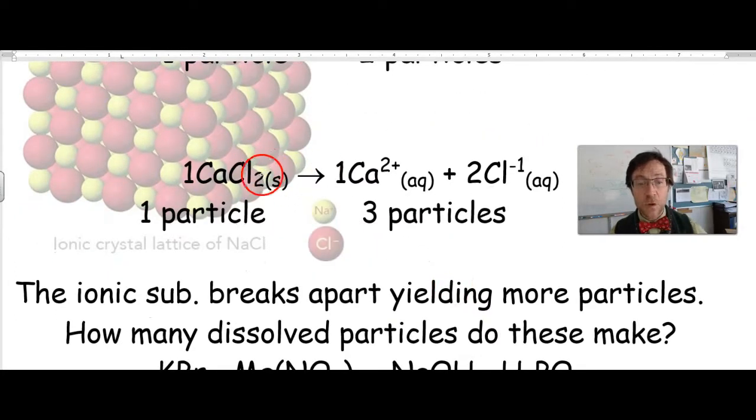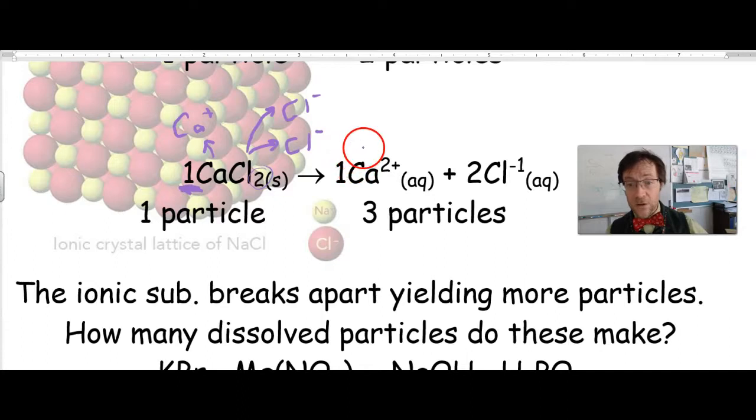If we look at calcium chloride, we start with 1 particle of calcium chloride, but how many are there here, right? If we look at the chemical formula, we've got 1 calcium and how many? Oh yeah, not 1, but 2 chlorines. You guys see that? So 1 calcium chloride yields 3 total particles. So it's like a triple whammy. You guys get what I'm saying?